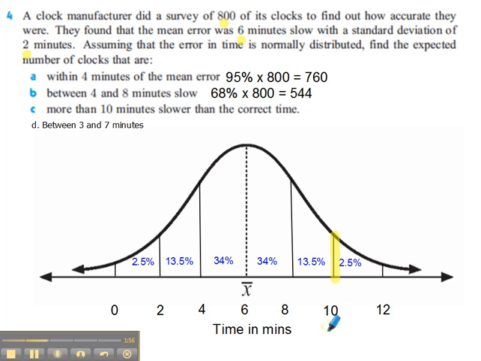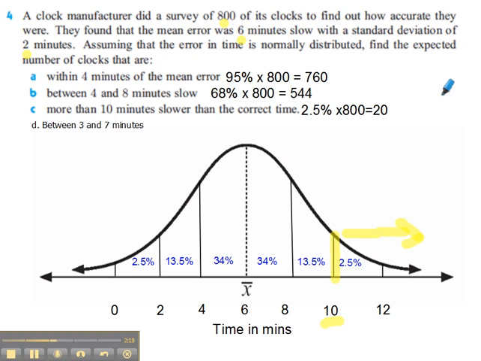The next question says, what about if it's more than 10 minutes out? Here's your 10-minute number. So more than 10 minutes means everything going that way, which is, for us, 2.5%. So once again, you go 2.5% times the number of clocks, which is 800, which gives you 20 clocks, which is pretty cool.